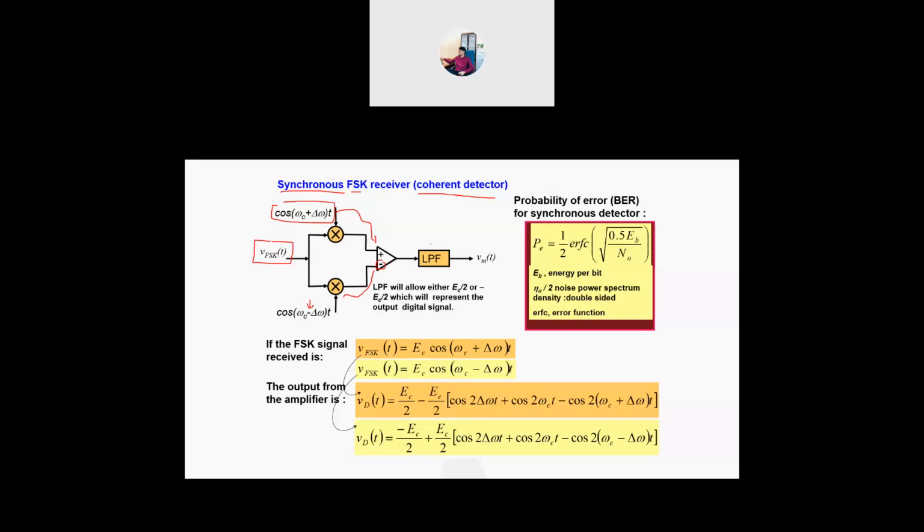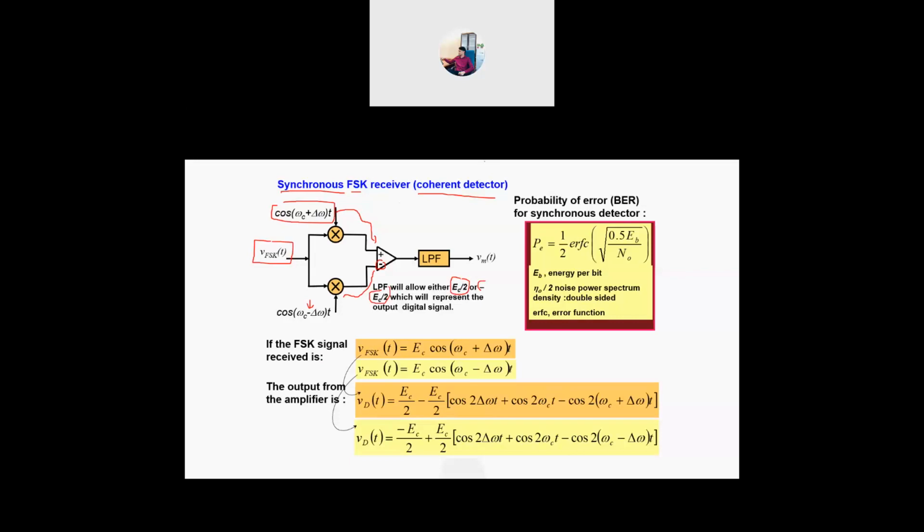Okay, so in the end we will either have Ec over 2, which is basically our bit 1, or negative Ec over 2. So we can have either this or this, meaning 1 0 1 0 1 0, depending on what the bit designation is. So if it's Ec over 2, it is a bit 1.